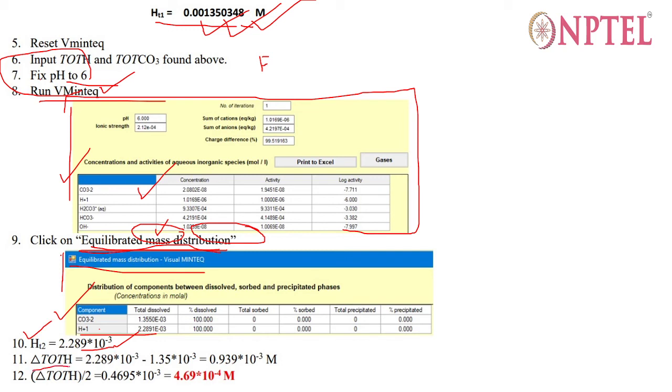So what is the change in total H plus ion concentration? Nothing but this one minus the previous one before H2SO4. So 2.289 into 10 to the power minus 3 minus 1.35 into 10 to the power minus 3, and I am getting 0.939 into 10 to the power minus 3 molar, right? And then you have to divide it by 2 to get the molar concentration of your H2SO4. Why? Simple thing. From one H2SO4, I am getting how many H plus ions? 2 H plus ions, right? From one H2SO4, I am getting 2 H plus ions. So if you want to go in the backward direction, right?